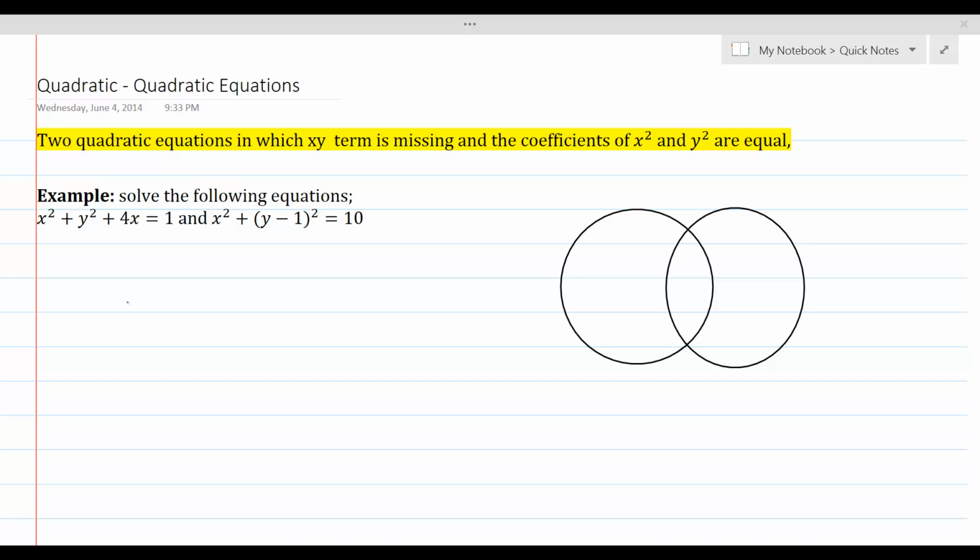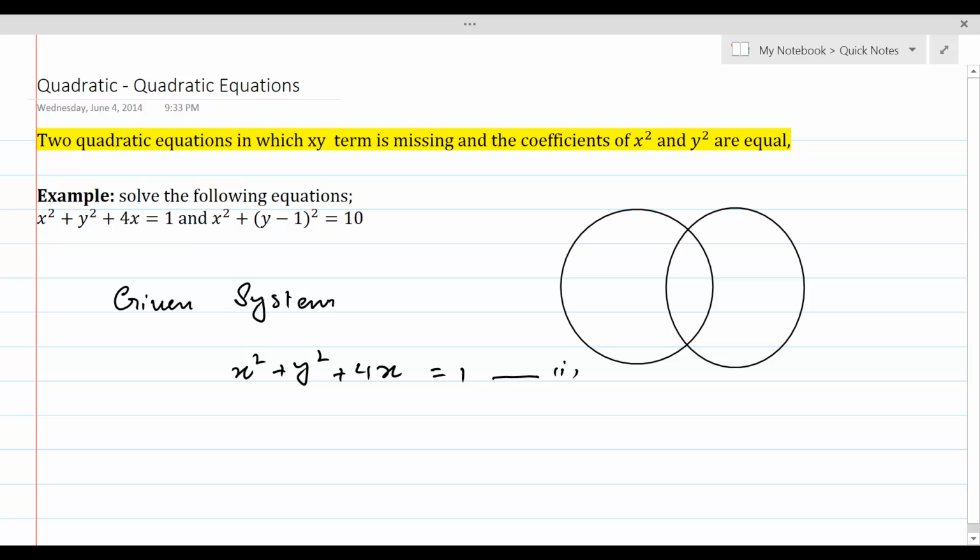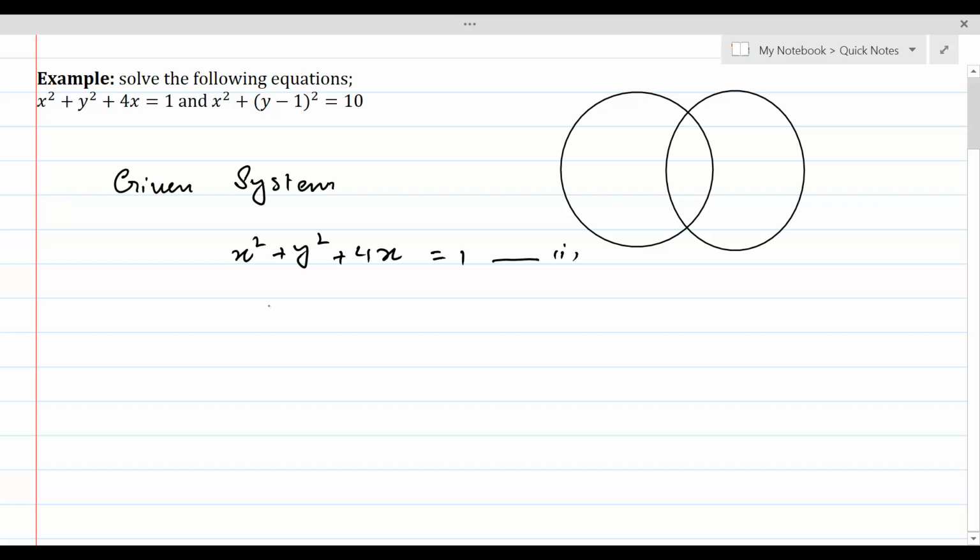And here we have the given system. The given system is x square plus y square plus 4x equal to 1. Let's call this equation 1. And the second circle is x square plus y minus 1 square equal to 10. This is equation number 2.